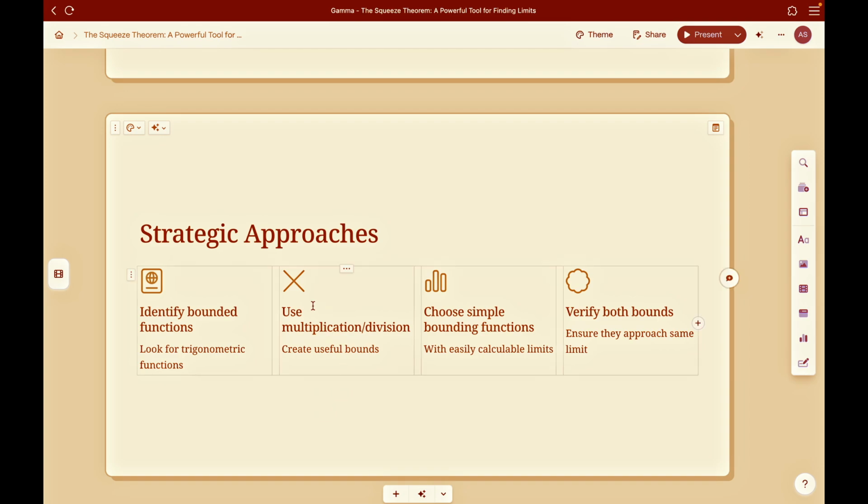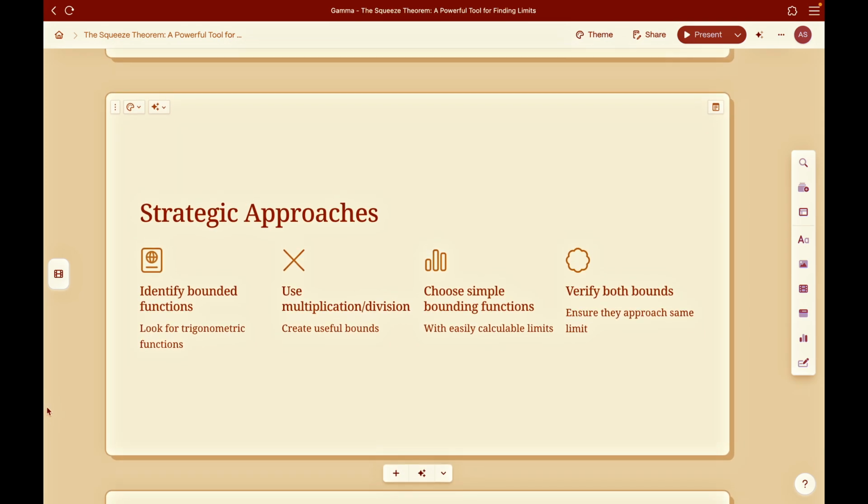The second step is to use multiplication and division. Now, multiplication and division can create useful bounds, basically having the function in the middle. Then, another one is to choose simple bounding functions with easily calculable limits instead of making something very complicated and then having to multiply by something very complicated, and then you'll get a complicated limit, and Squeeze's theorem just becomes ten times more complicated that way. So, the final thing is to verify both bounds and to make sure they approach the same limit, as this shows that Squeeze's theorem will actually work.